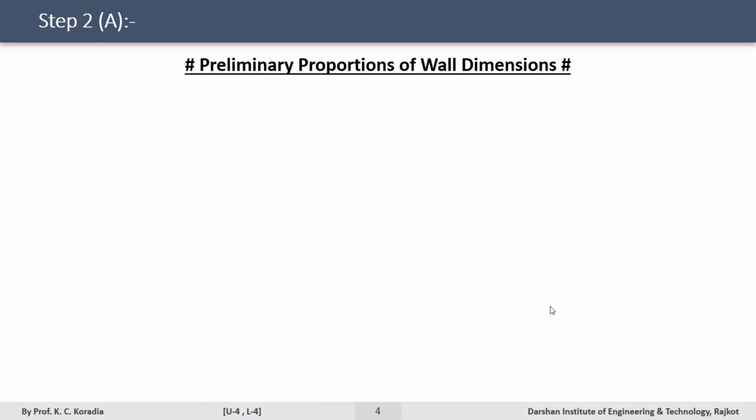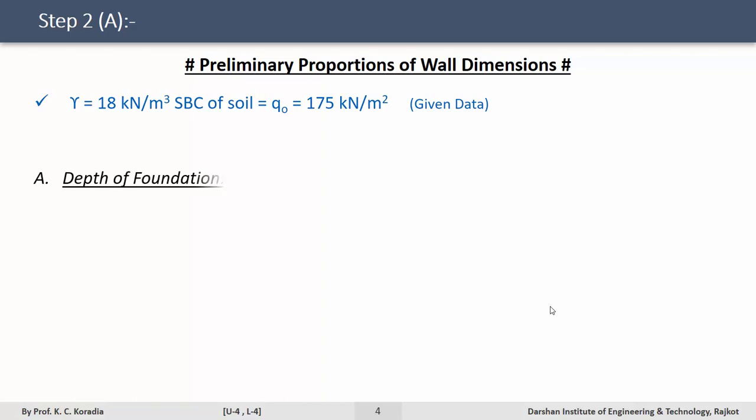Our step 2 deals with preliminary proportions of wall dimensions. Given data are gamma, that is the density of soil, is 18 kN per meter cube, and SBC of soil, that is the soil bearing capacity Q0, is 175 kN per meter square. First, we are supposed to determine the depth of foundation.